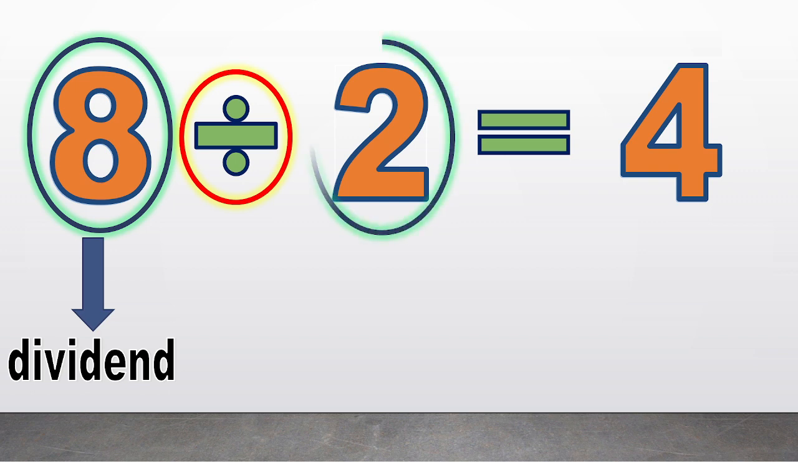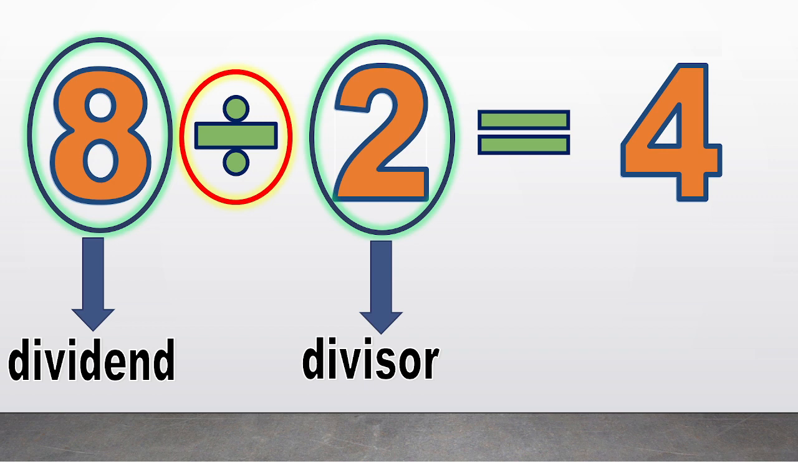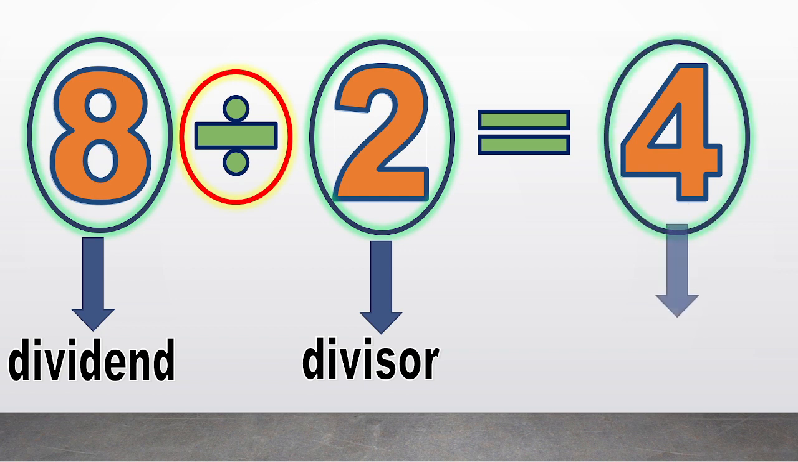The number 2 here is what we call the divisor. The divisor is the number that the dividend is divided by. The number 4 here is what we call the quotient. The quotient is the result of the division problem.